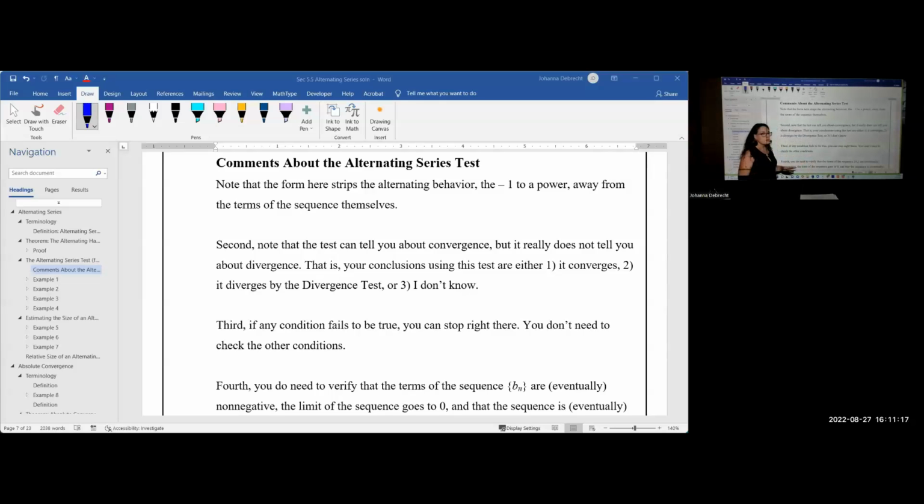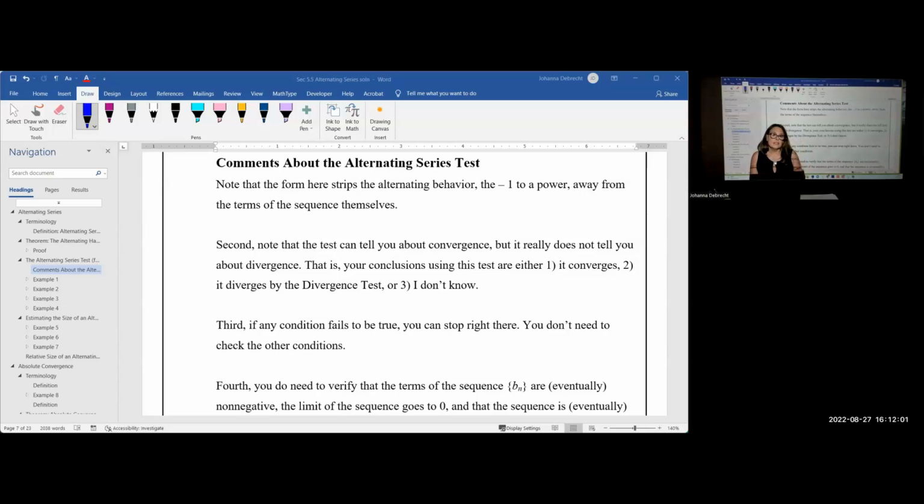There are a few things to note about the alternating series test. First, remember that we're stripping the alternating behavior away from the rest of the summand, and we're considering the rest of the summand to eventually be all positive terms. So we're separating the terms of the sequence from that alternating sign. Note that the test can tell you about convergence, but it really doesn't say anything about divergence. In other words, your conclusions from the alternating series test are either it does converge because it meets the three conditions, or it diverges by the divergence test, or you don't know, it's inconclusive. It doesn't meet all three of the conditions.